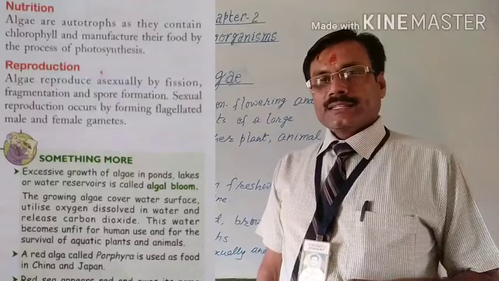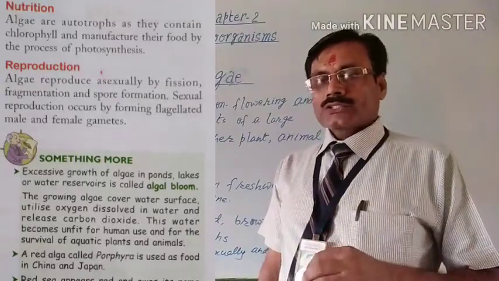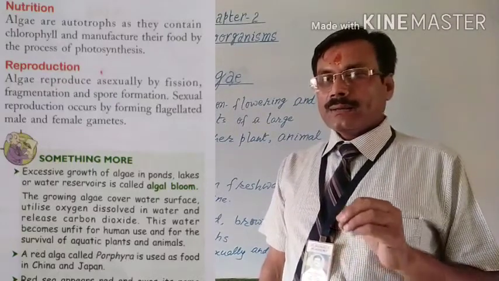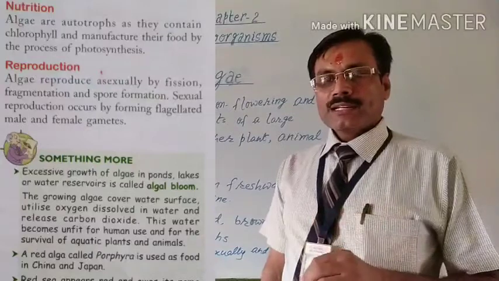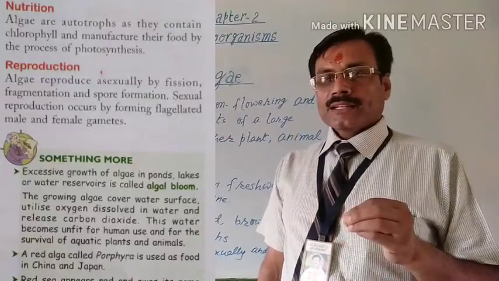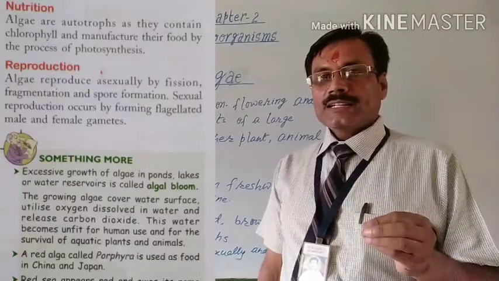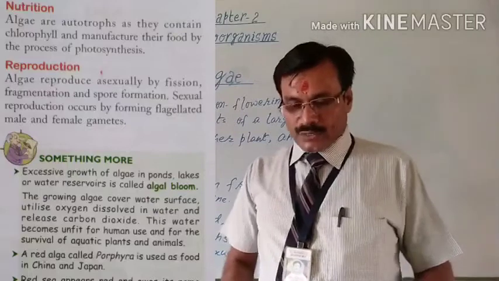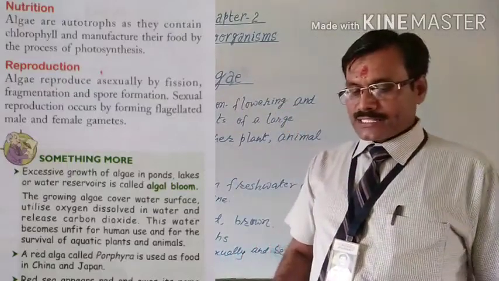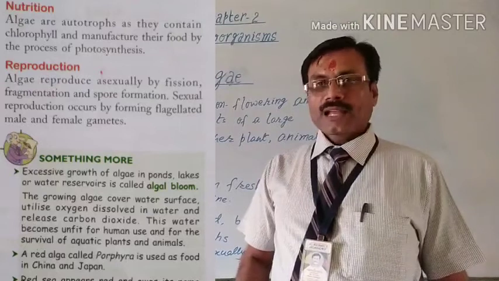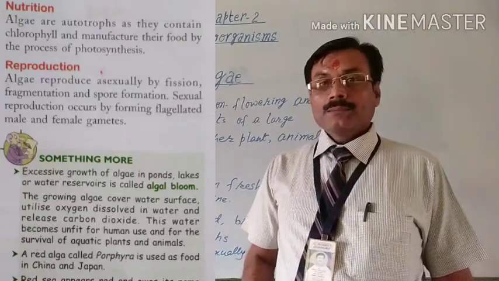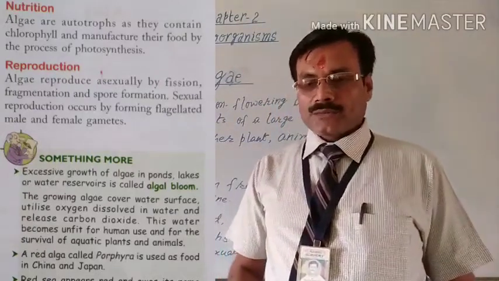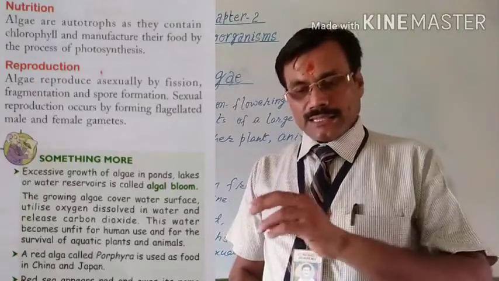This is the cause for the depletion of oxygen for aquatic animals as well as plants, and the level of carbon dioxide starts increasing in the water bodies. The growing algae cover the water surface, utilize oxygen dissolved in water and release carbon dioxide. This water becomes unfit for human use and for the survival of aquatic plants and animals.